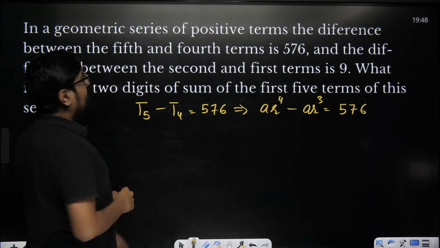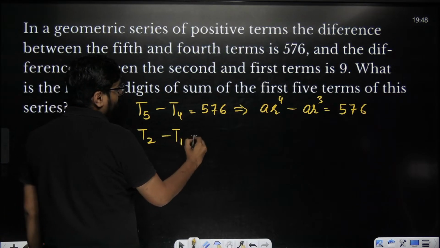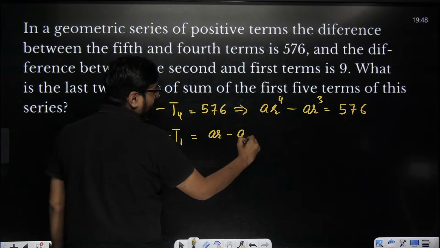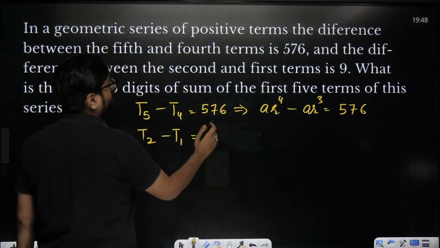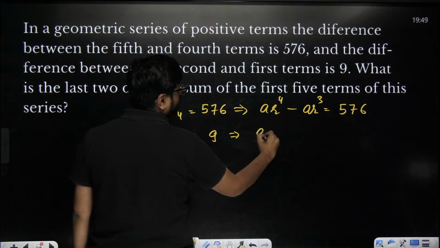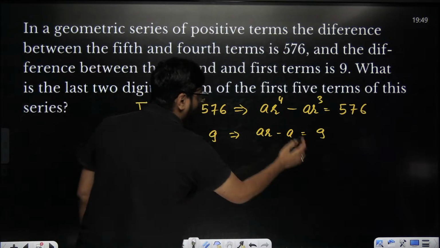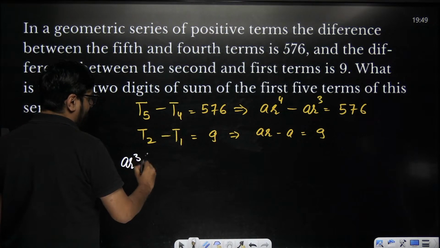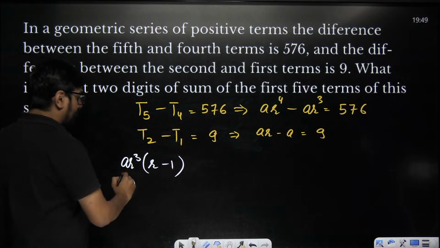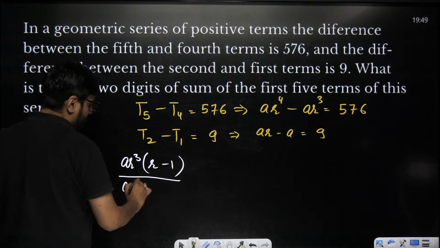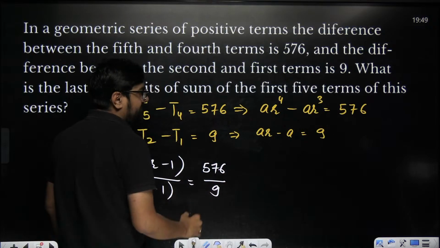No problem. Then they said the difference between 2nd term and 1st term. 2nd term will be AR, 1st term will be A. This difference is given to us equal to 9. So we understand that AR minus A is equal to 9. From the first equation, what do we understand? AR cube, if I take common, then I have R minus 1 over here. And from this one, if I take A common, then R minus 1, and 576 divided by 9. I just divided these two equations.